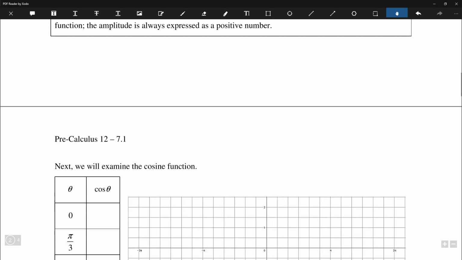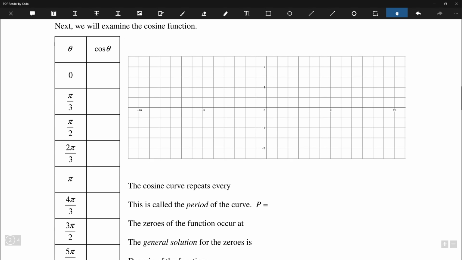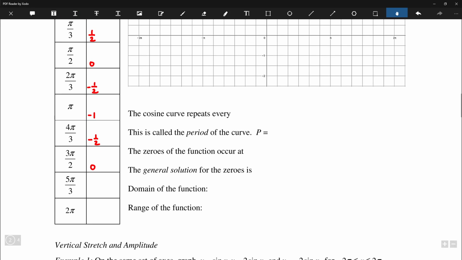Next, let's look at the cosine function. Very similarly, we have, once again, a table of values here. So when theta is equal to 0, cosine theta is equal to 1. When theta is equal to pi over 3, then cosine theta is 1/2. And then we have 0, negative 1/2, negative 1, negative 1/2 again, 0. And if we continue scrolling down, 1/2, and then 1.